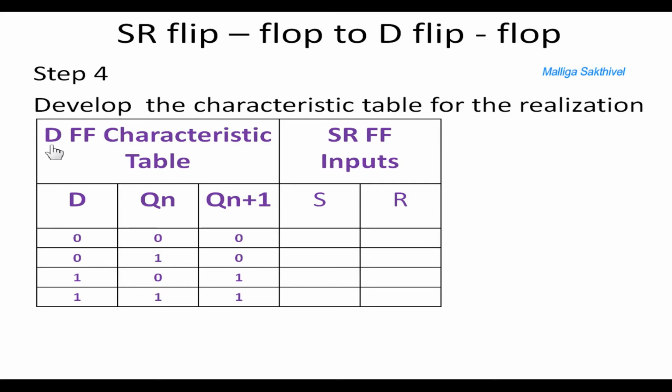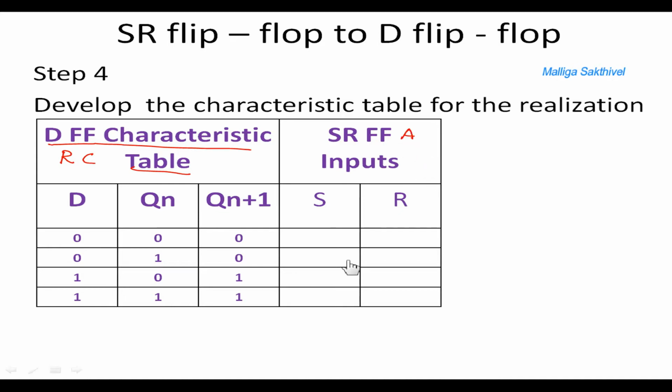So first we have to write down our D flip-flop characteristics table. So 0 0, 0 1, 1 0, 1 1. So for this combination, these are the outputs, right? So this is the required flip-flop characteristics table, and this is the available flip-flop.